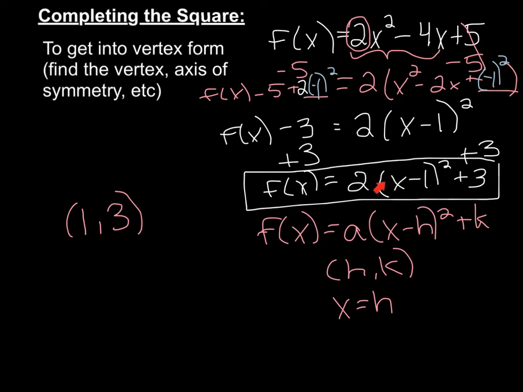Now, by looking at the 2, you can see that it's a positive a value, which means that the parabola is opening upwards, which means that the vertex is a minimum value. And the axis of symmetry is just going to be x equals the x coordinate of the vertex.